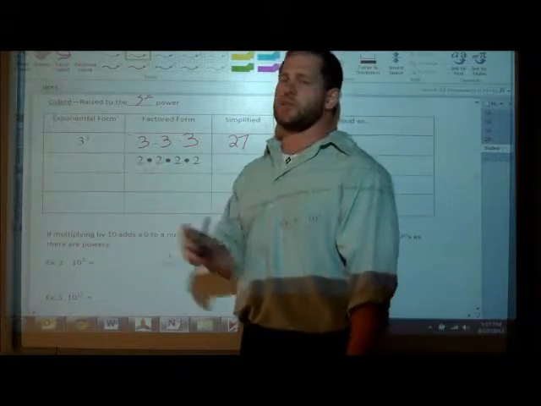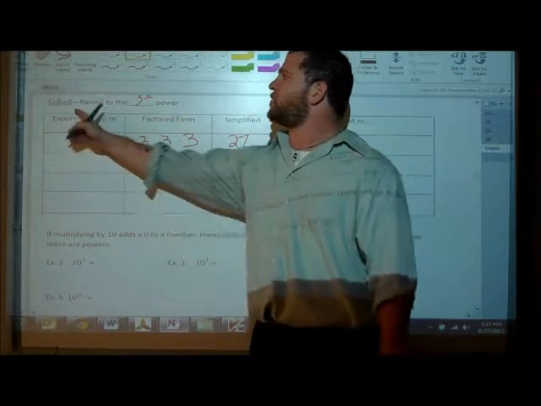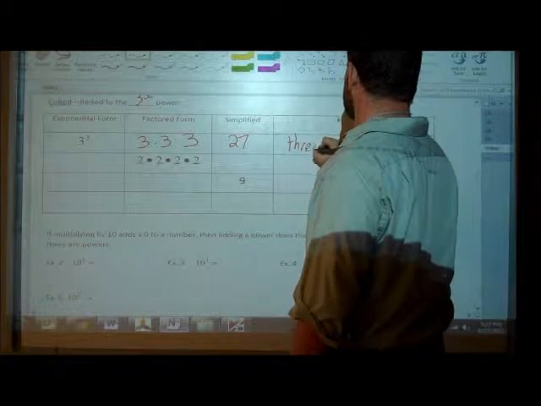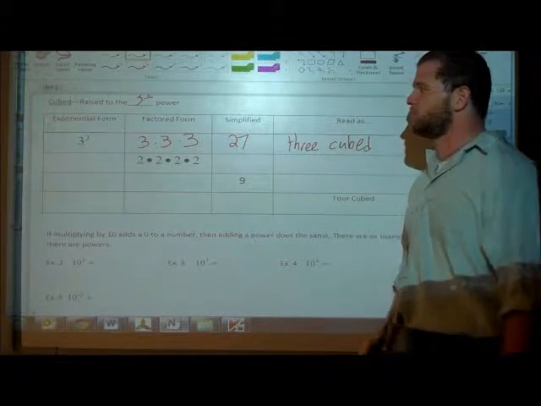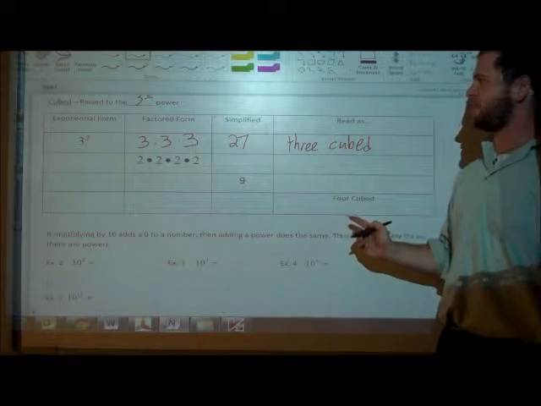The last thing is, how is it read? Like I said, it's 3 to the third power, but we have this new word, cubed. So we're going to write it as 3 cubed. 3 cubed.